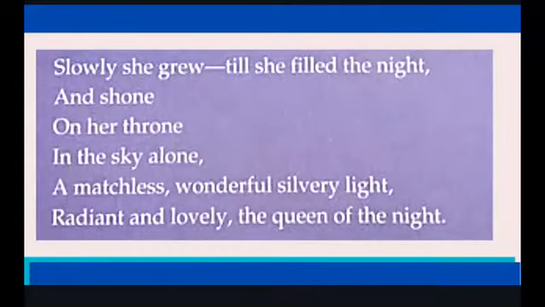Slowly she grew till she filled the night and shone on a throne in the sky alone, a matchless, wonderful, silvery light, radiant and lovely, the queen of the night. So what happens? Slowly now the moon has become a full moon and it is brightly shining high up in the sky, as though it's like a queen sitting on a throne up in the sky. It's radiant and lovely.